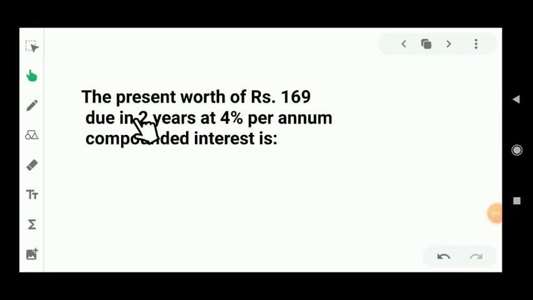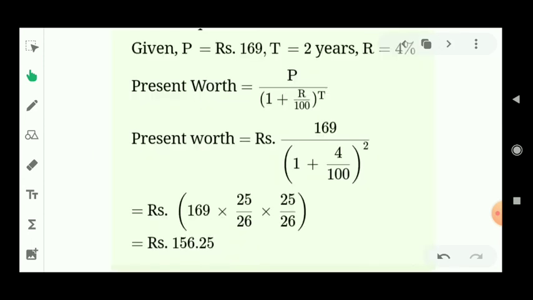The next question is, the present worth of rupees 169 due in 2 years at 4% per annum compound interest will be. Let's see the solution of this given question. The principal is given, that is 169, the time is 2 years and the rate is 4%. So for the present worth it will be P upon 1 plus R upon 100 to the power N. That means the principal's value is 169, the rate's value is 4 and the time's value is 2. And after solving it, its value will be 156.25.